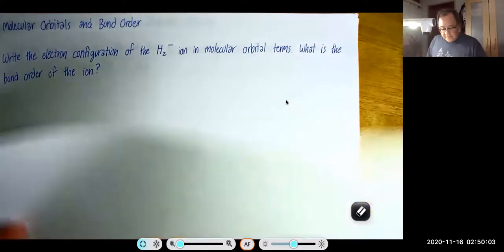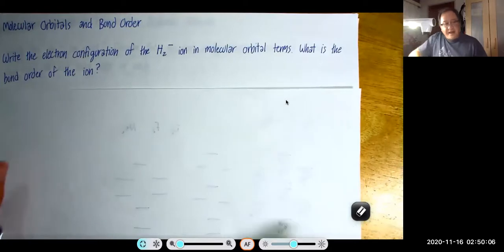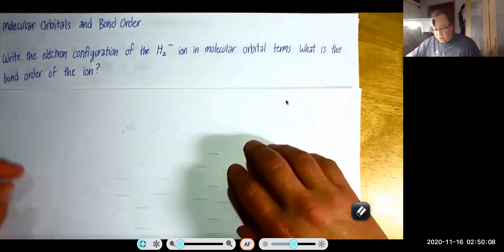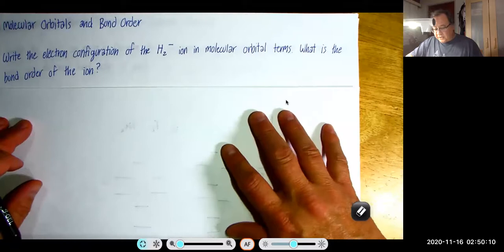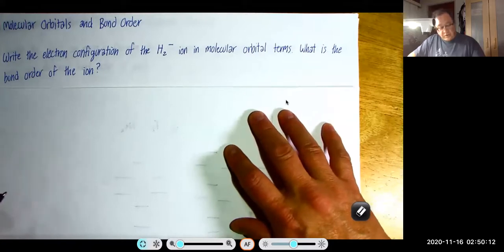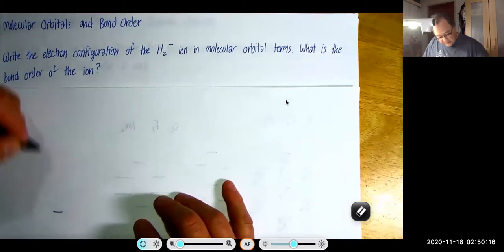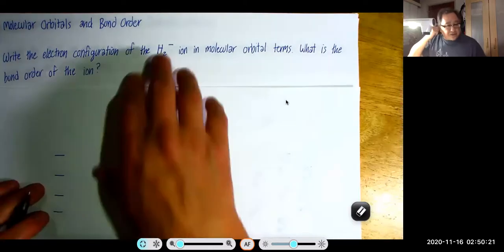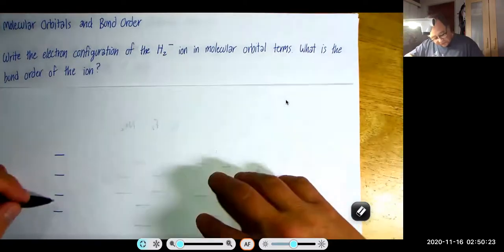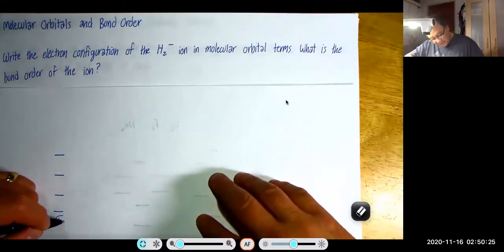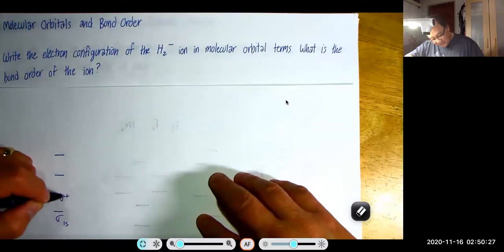Write the electron configuration of the H2 minus ion in molecular orbital terms. What is the bond order of the ion? I like to go with the whole thing like this, but actually for hydrogen, we only need to worry about these first two: sigma 1s and sigma star 1s.